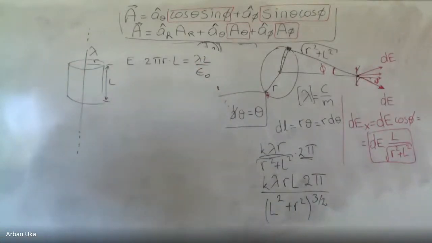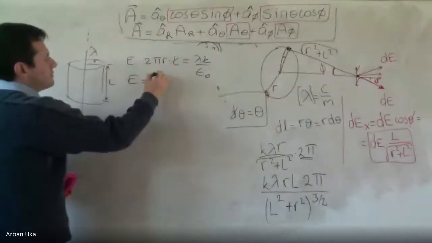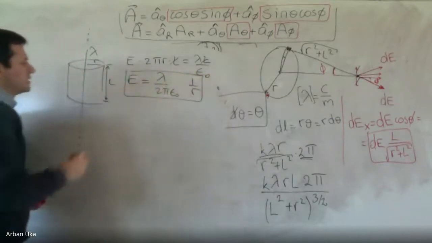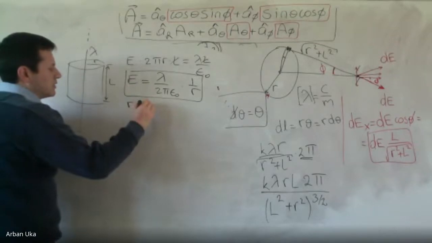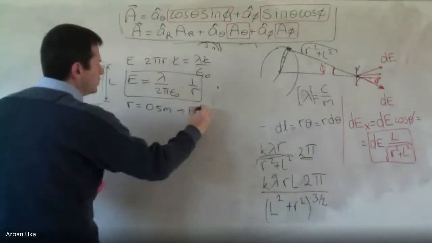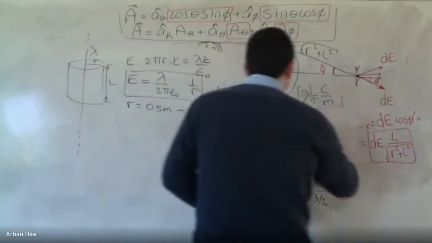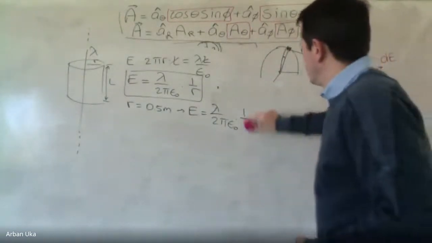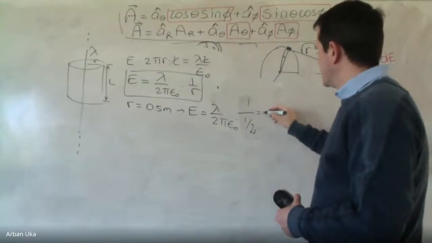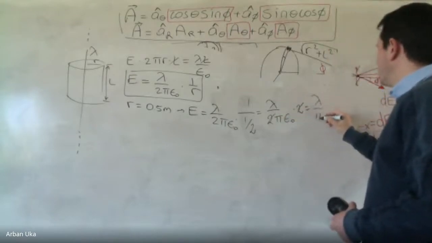So it took 20 seconds to get the electric field. And we cancel out a few terms. It looks like the electric field is equal to lambda over 2 pi epsilon 0 times 1 over r. This is the electric field, which means that if r is equal to 0.5 meters, what is the electric field? The electric field would be equal to lambda over 2 pi epsilon 0 times 1 over 1 over 2, so dividing by 1 over 2 is equivalent to multiplying by 2. This is lambda over 2 pi epsilon 0 times 2. We get lambda over pi epsilon 0.